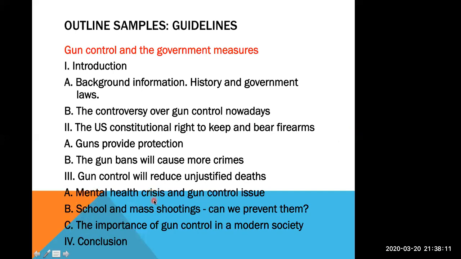He has mentioned the mental health crisis and the gun control issue, school and mass shootings, can we prevent them? The importance of gun control in a modern society. So he tries here to support his argument that he stands against gun permission, or for gun control, you know. So he provided us with 2 opposing views, one who stands against and one who stands for. If you look at this outline, you'll find that it sounds very good. I mean, it's workable. It functions well. Okay.